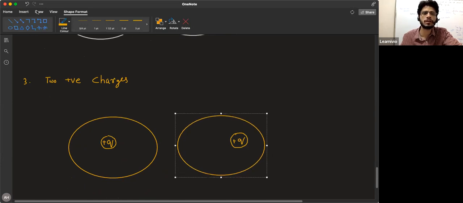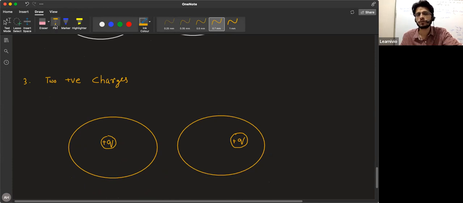Ellipsoidal means like an ellipse, huh? Yes, sir. So an ellipse in 3 dimensions, like circle and sphere.